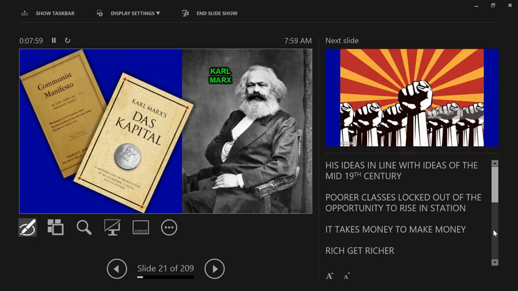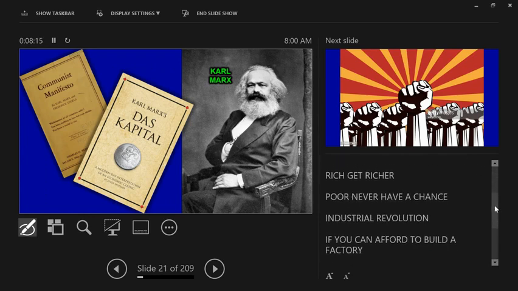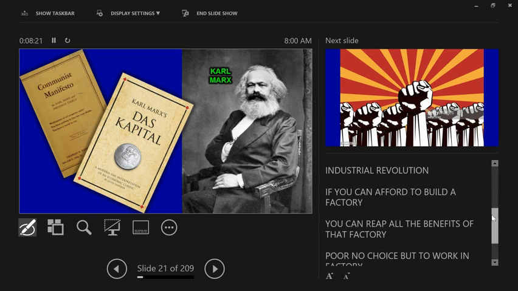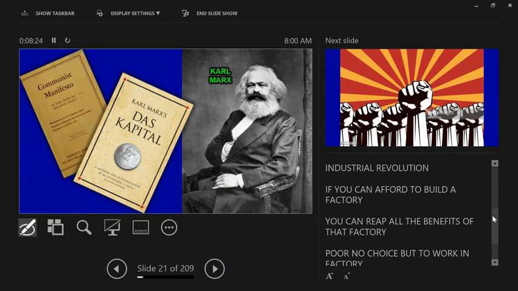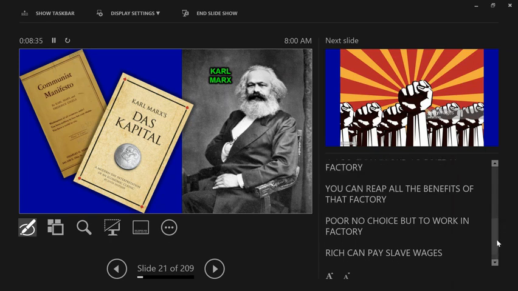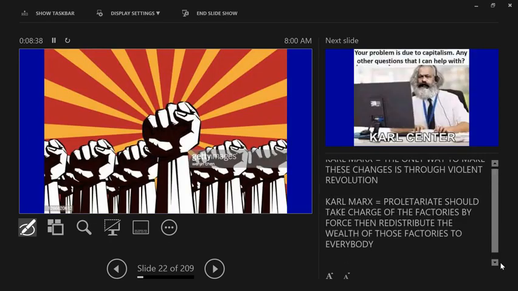Also, we have Karl Marx. I want you to write his name down. We'll come back to him later. But his ideas are in line with the ideas of the mid-19th century. The poorer classes are locked out of opportunity to rise in station. It takes money to make money. That's how the rich get richer, and the poor never even have a chance of getting rich. So with the Industrial Revolution, if you can afford to build a factory, you can reap all the benefits of that factory. And the poor have no choice but to work in that factory. And the rich can pay slave wages to the people that are working in the factory.